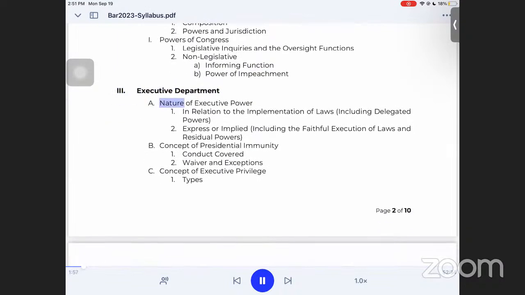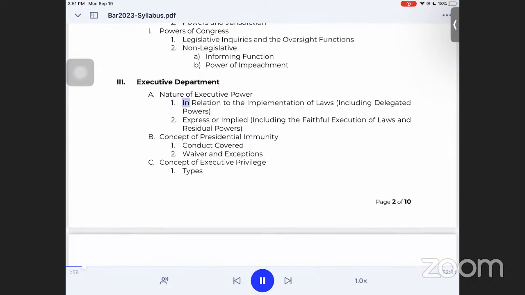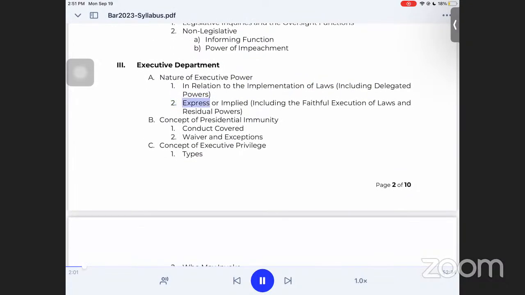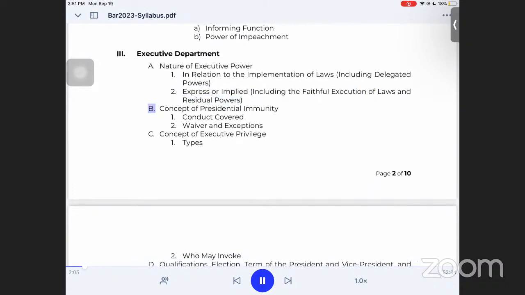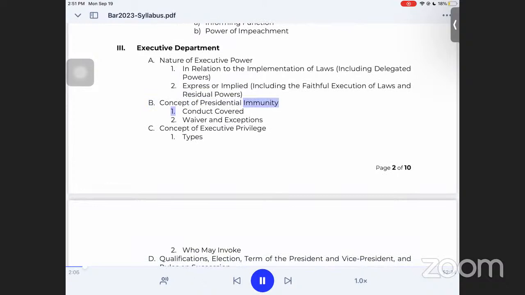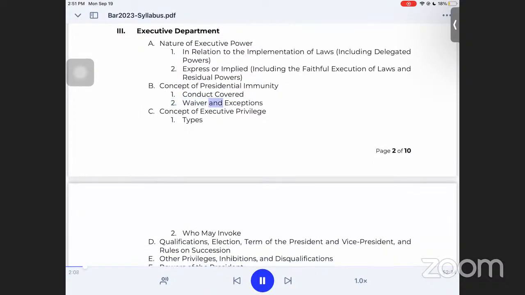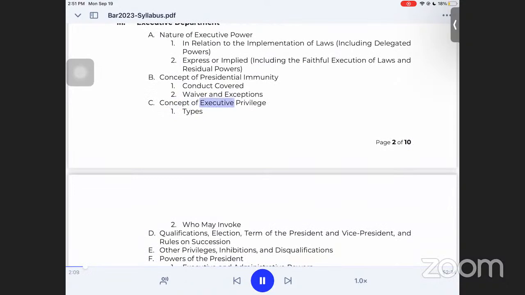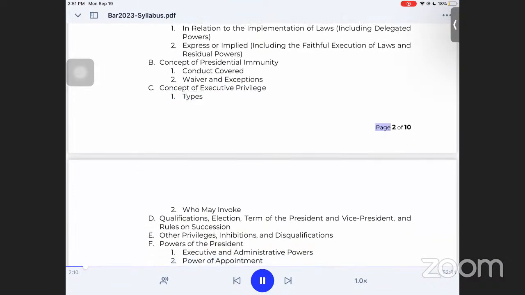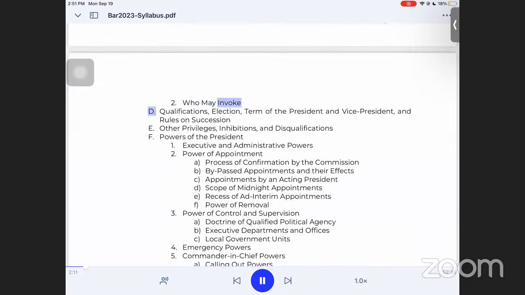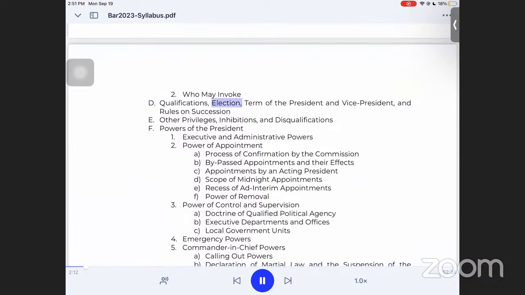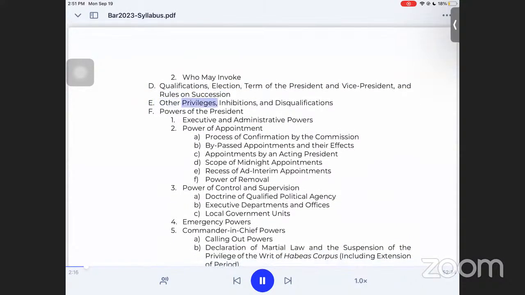III. Executive Department. A. Nature of executive power. 1. In relation to the implementation of laws, including delegated powers. 2. Express or implied, including the faithful execution of laws and residual powers. B. Concept of presidential immunity. 1. Conduct covered. 2. Waiver and exceptions. C. Concept of executive privilege. 1. Types. 2. Who may invoke. D. Qualifications, election, term of the President and Vice President, and rules on succession. E. Other privileges, inhibitions, and disqualifications.